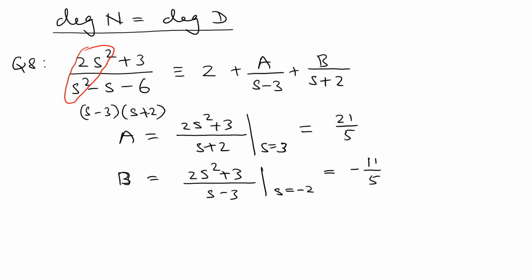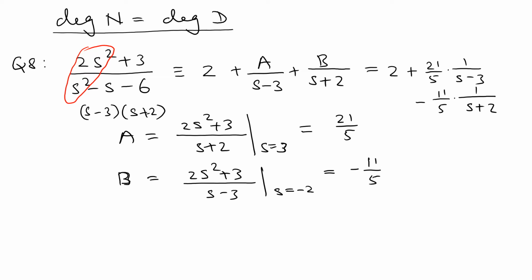So you can write the final answer, which is 2 plus 21/5 times 1 over s minus 3, and minus 11/5 times 1 over s plus 2. So that's the partial fraction.